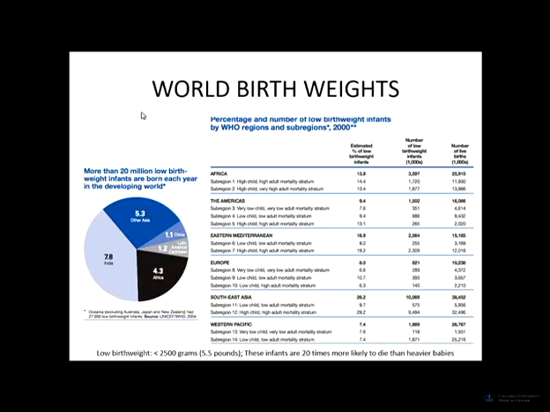And this is just a percentage and number of low birth weight infants over the world. This data was from 2000. And this is percentage of low birth weight, defined as less than 5.5 pounds. These percentages are getting up to 5 to 8% in some countries. And these infants are 20 times more likely to die than their normal weight baby counterparts.